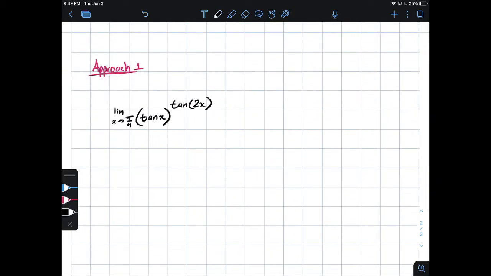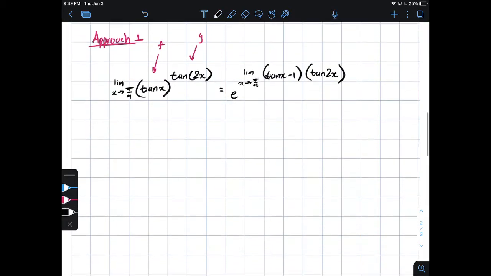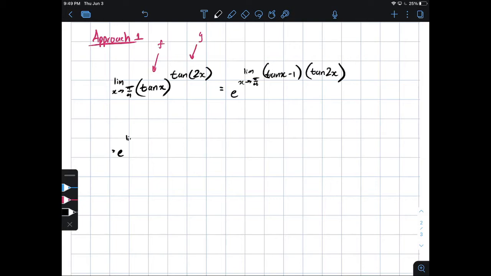So we'll start here. Then we're going to use this form, and we'll say that e to the limit x approaches pi fourths of tangent x minus 1, that's our f, times tangent 2x. So now we can see that this is a tangent x and this is a tangent 2x, so we don't really want that. So we're going to use a half angle substitution in order to reduce that tangent 2x to something with just tangent x. Keep it in terms of tangent x instead of tangent 2x.